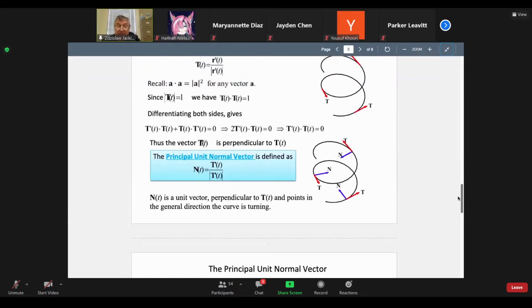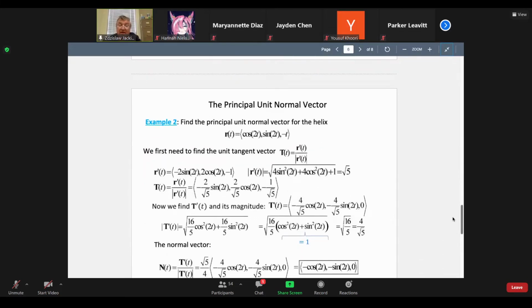So here is the example of how to compute the principal unit normal vector. Here we have the curve r of t is cosine 2t, sine 2t, minus t. So it's also like a helix. It moves around the cylinder with radius 1, because x squared plus y squared, of course, is 1 by this basic identity. So that's a variation on the helix. And we have to compute the unit normal vector.